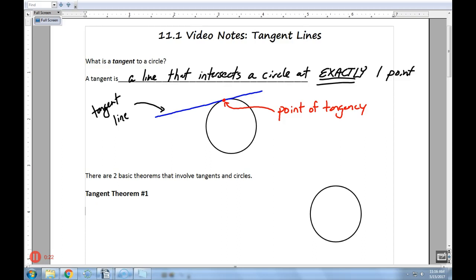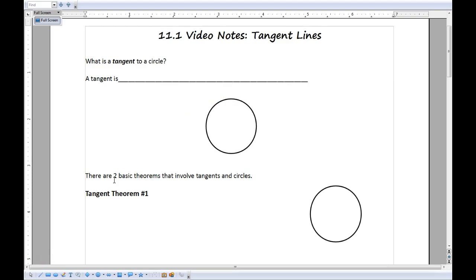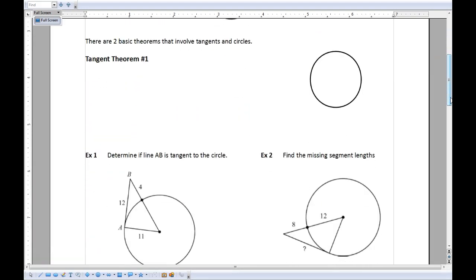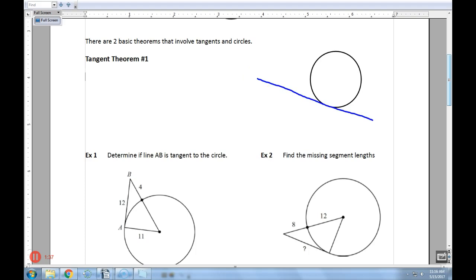There are basically two theorems that we're going to use when solving some problems. I'm going to scroll down here. The biggest one, the very first one, is that let's say we have a tangent line flying in here, and right here is our point of tangency. If you draw a radius from the center of the circle to the tangency point, the big idea is that it creates a 90-degree angle. Always. The radius and the tangent line always meet at 90 degrees.